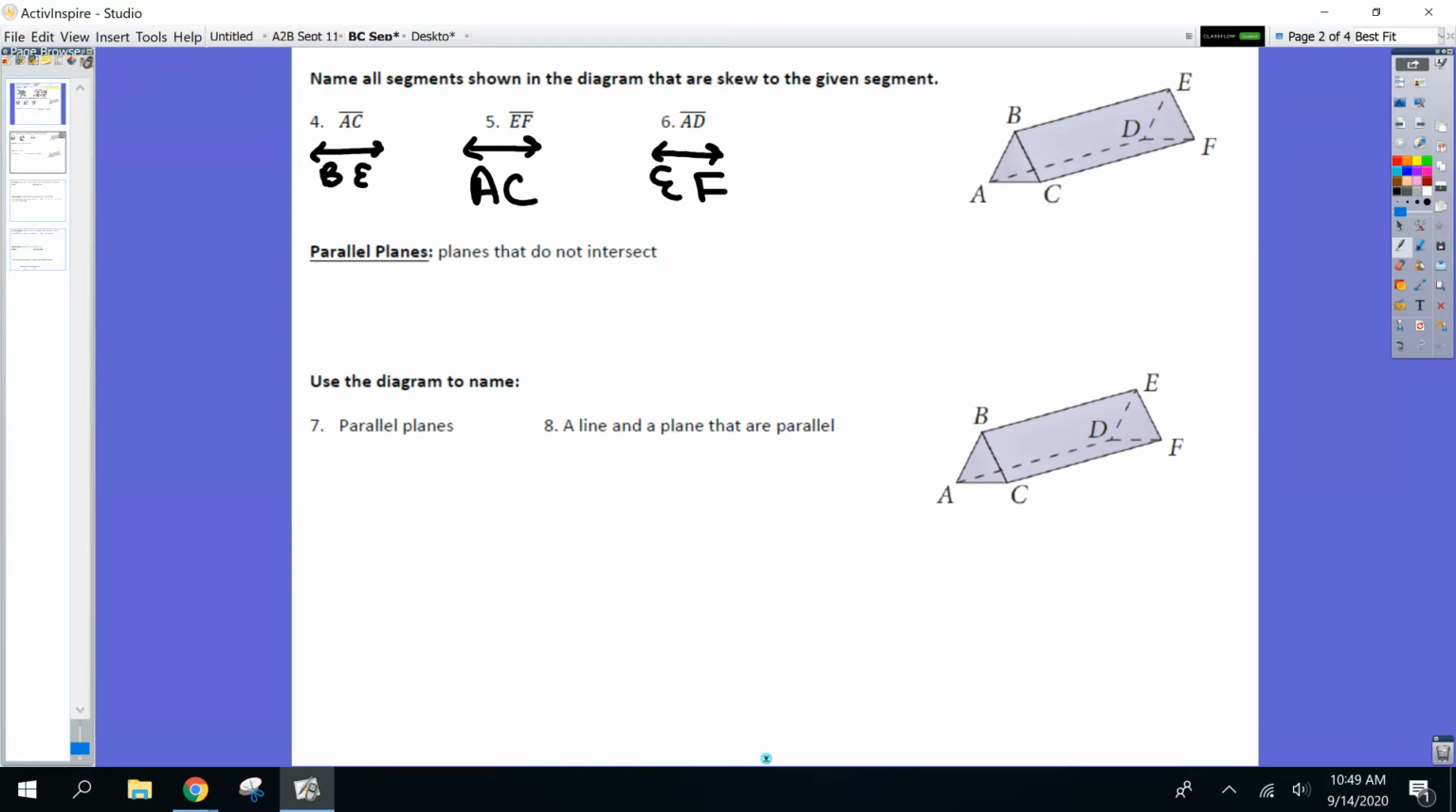Skew lines. Just go through three checklists. Go through, is it on the same plane? Is it parallel? Is it intersecting? Okay? Questions from you guys?